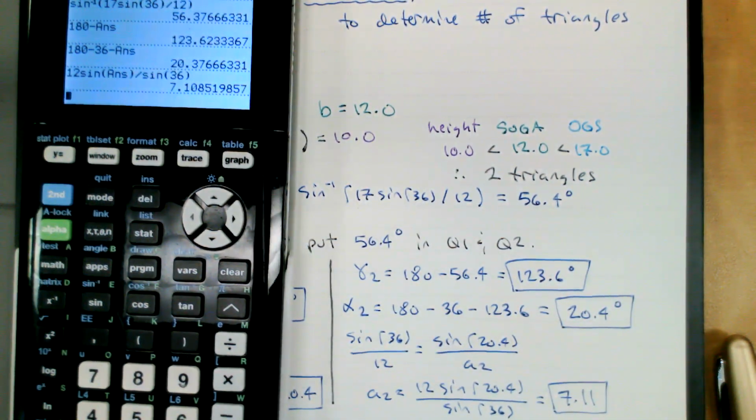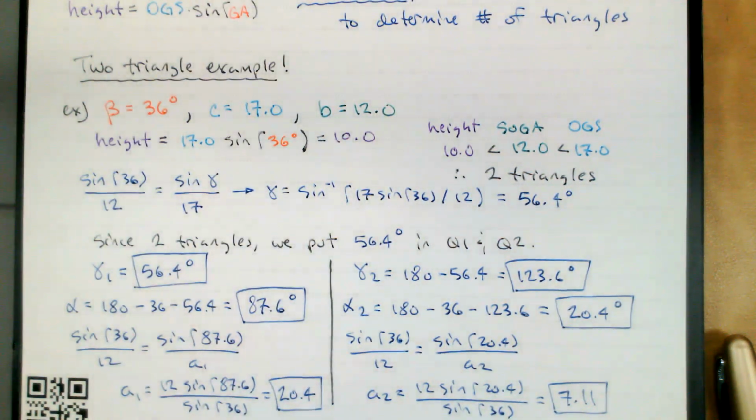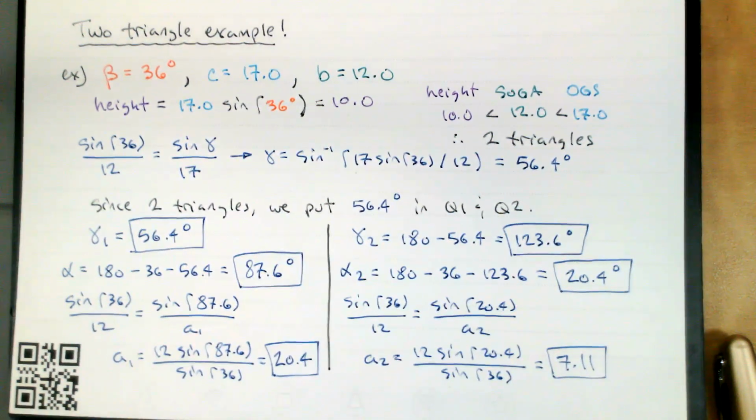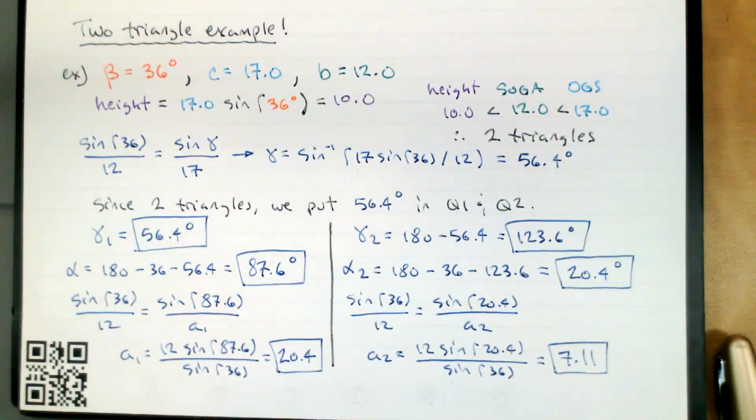So there are our two triangles. If beta is 36, C is 17, and B is 12, then the other gamma is 56.4. One of the alphas is 87.6, and the other alpha is 20.4. If I take that 56.4 and put it in the second quadrant, I get 123.6, which gives us a third angle of 20.4, which gives us that third side of 7.11.